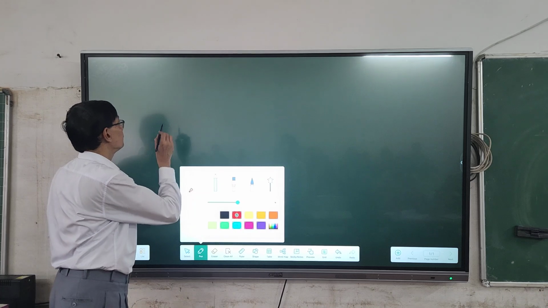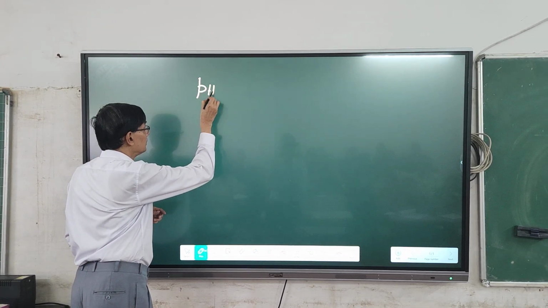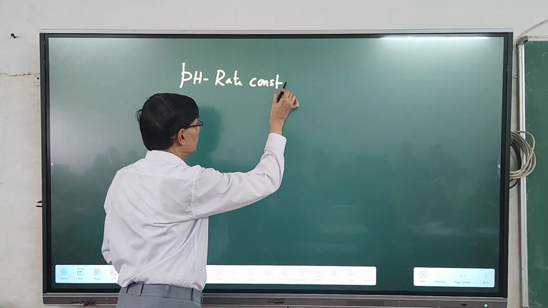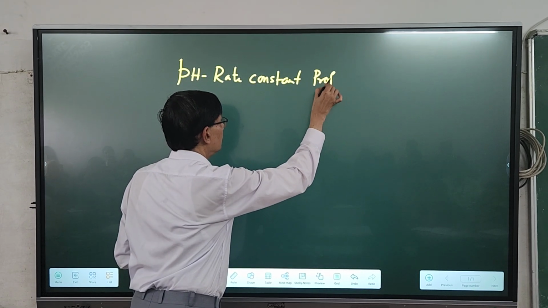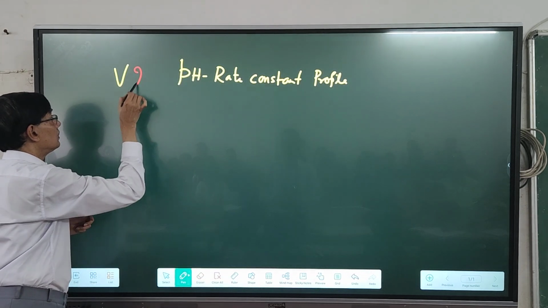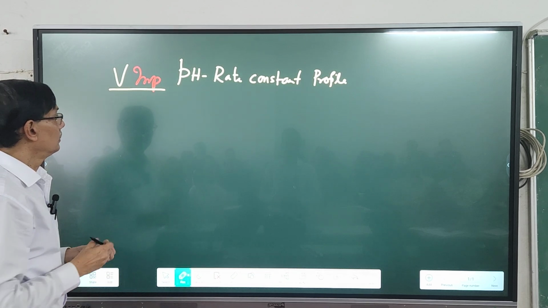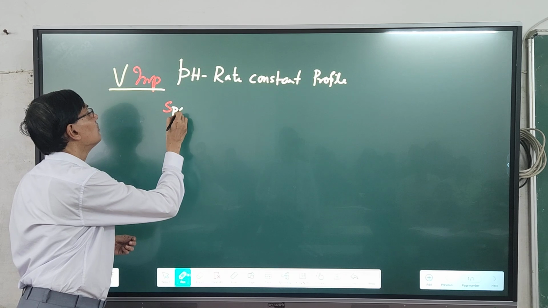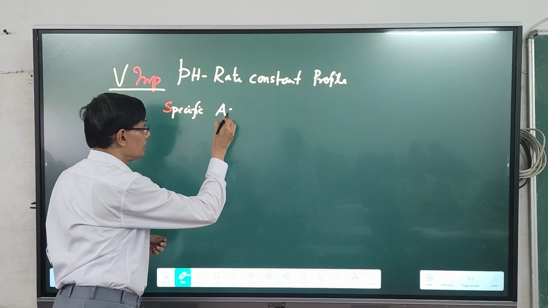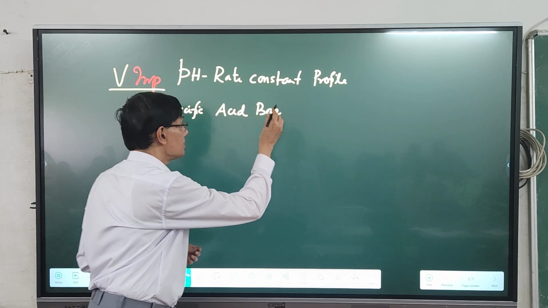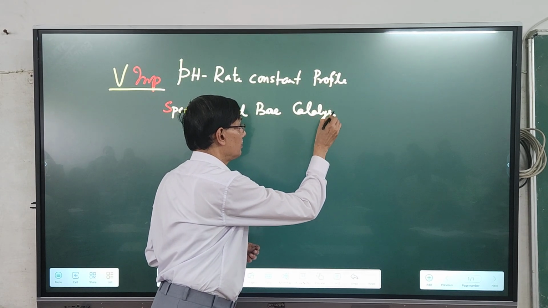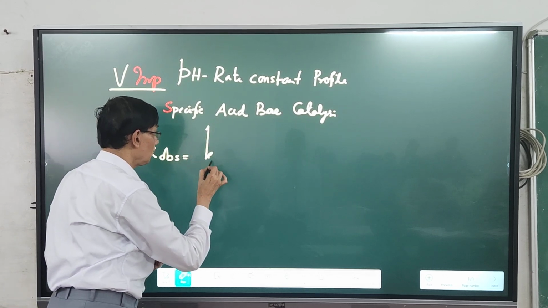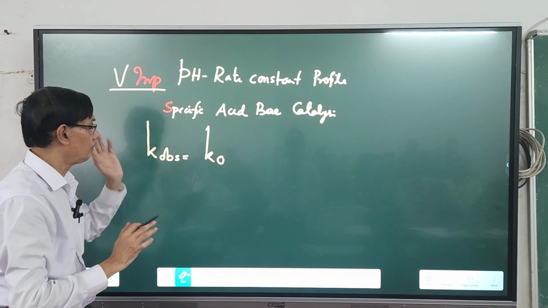Okay, suppose now I am coming to the last part, the pH rate constant profile. Very important. Why? We know that for specific acid base catalysis, our reaction is like that: k observed is equal to k0. Just listen very carefully, this is the last part.